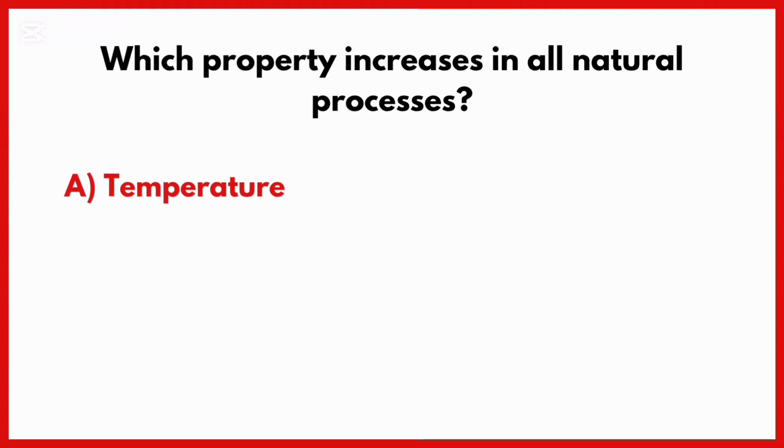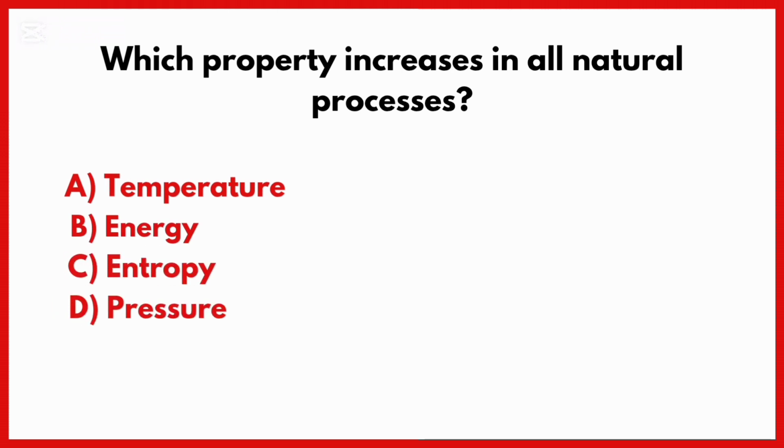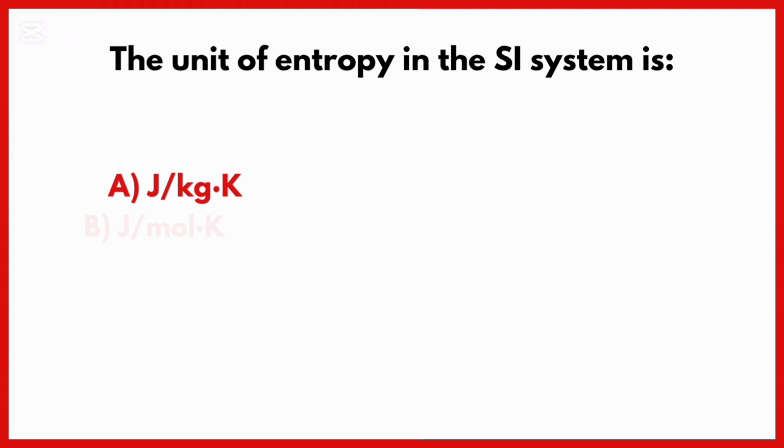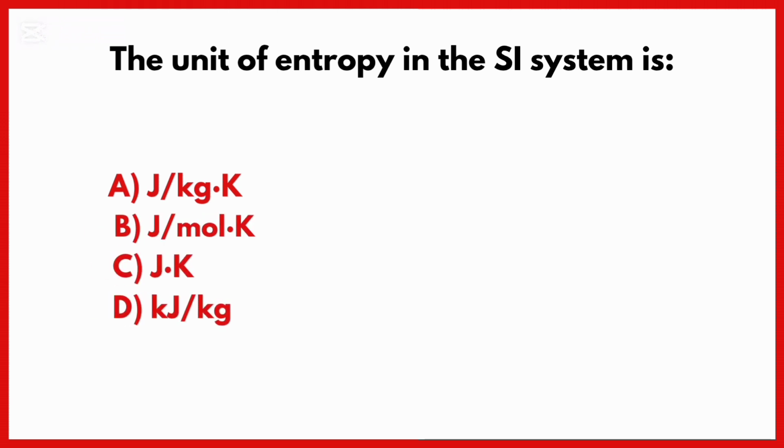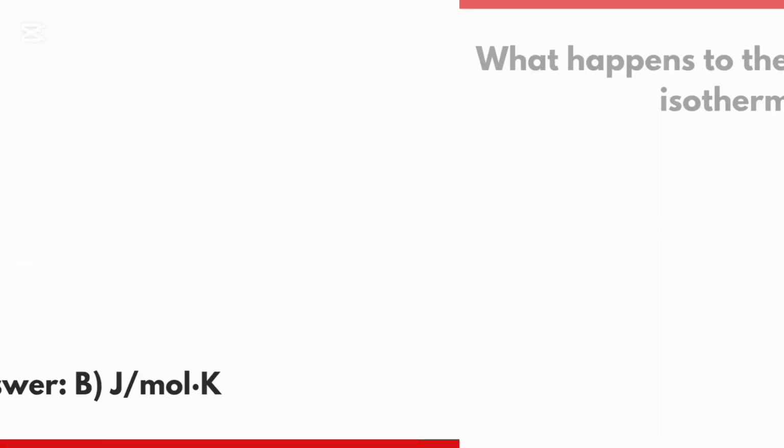Which property increases in all natural processes? Correct answer is option C, entropy. The unit of entropy in the SI system is. Correct answer is option B, joule per mole per Kelvin.